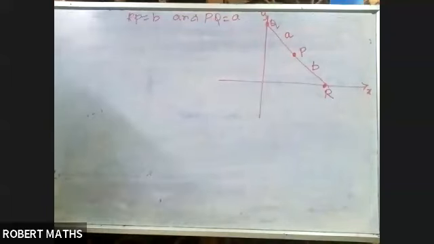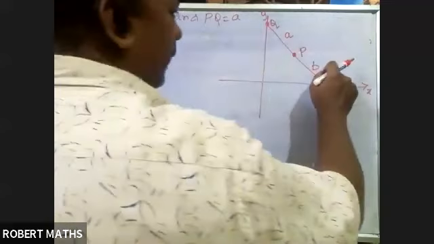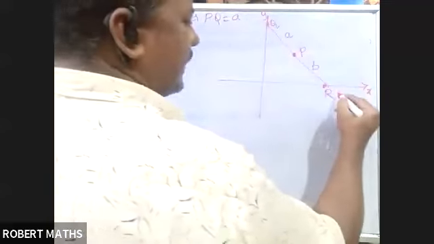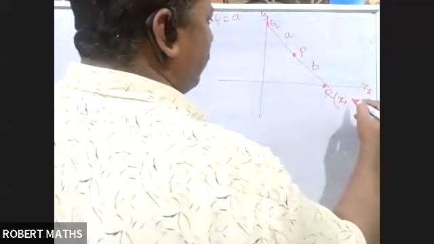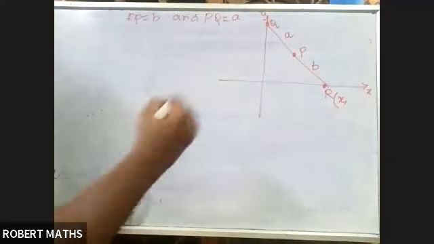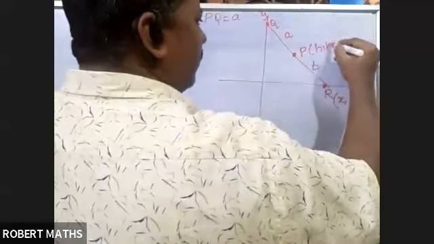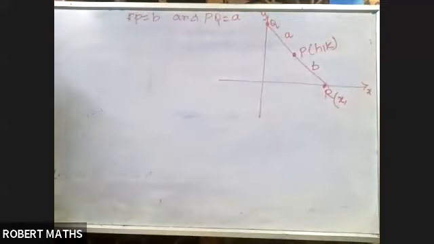You all know that if any point lies on the x-axis, the y value is 0. So R has y equal to 0. Alright? You can take it like this. So this value is A, and this value is B. Now since it is on the x-axis, I can take this as (x, 0), right? Let us take P equal to (h, k). If R is any point on the x-axis, R is any point on the x-axis.